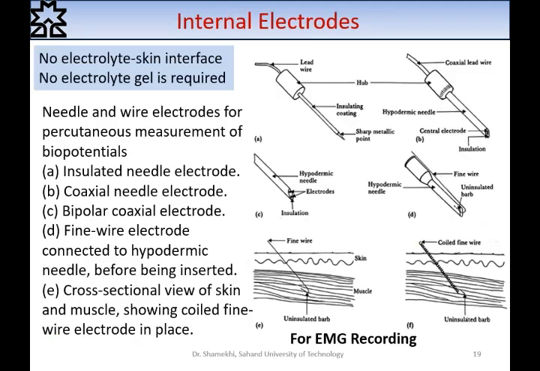All the previous electrodes considered were for external recording. And in this slide, we will discuss some internal electrodes. Internal electrodes for recording inside the body, under the skin. These electrodes do not need electrolyte gel, and also no electrolyte skin interface will be generated or created in this type of electrodes.